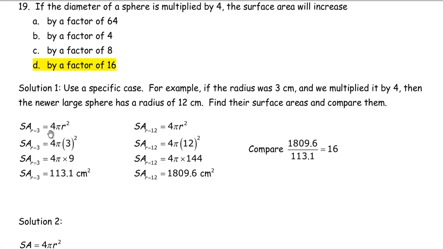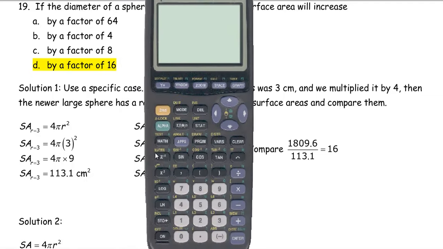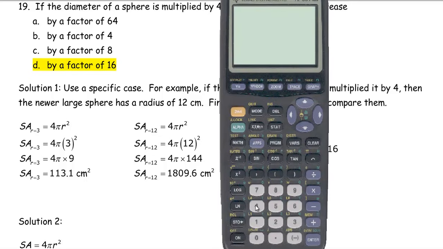So the smaller one, the radius 3 one, 4 pi r squared, we'll put 3 in place of r, and so 4 pi times 3 squared, and I'm going to bring my calculator over and do this. So 4 times pi, and if you use 3.14, it wouldn't matter, times 3 squared. Works out to that. So that's where I get the 113.1 from. That would round to 113.1.